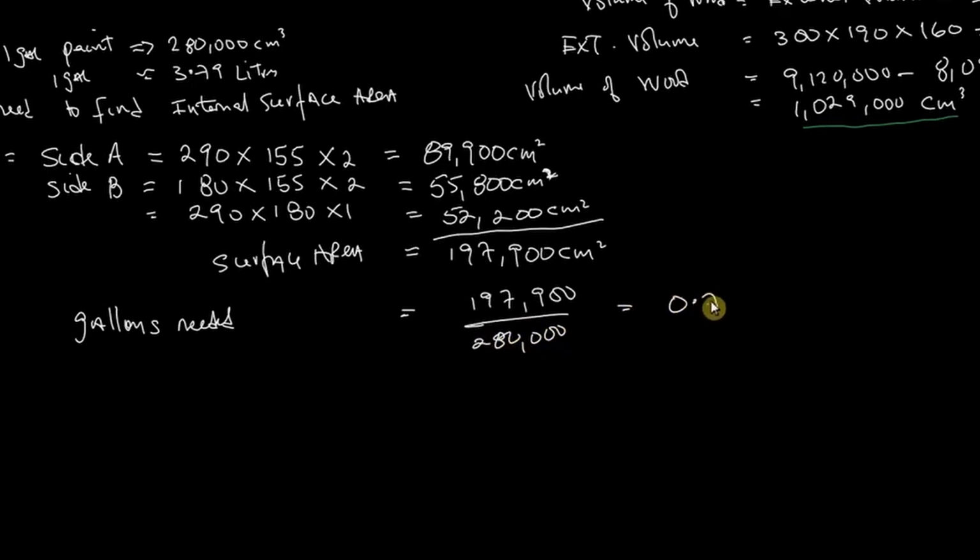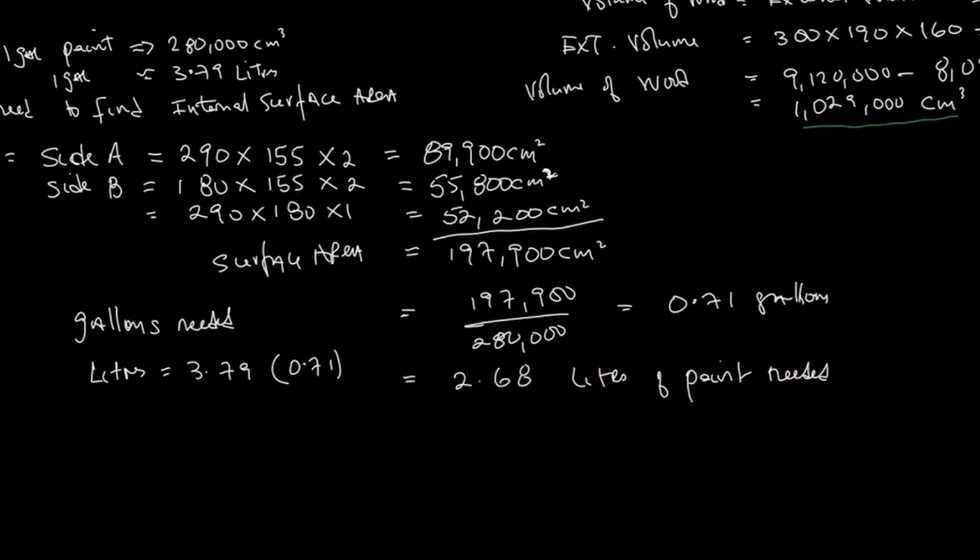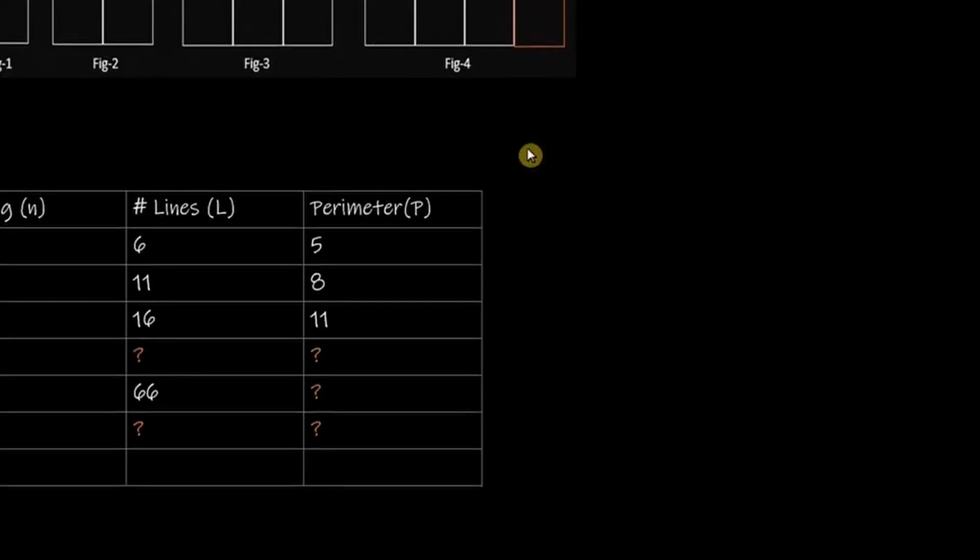And that is less than a gallon. That's 0.71 gallons. And since we know that liters is equal to 3.79 times gallons, which is 0.71, we know that number of liters required is equal to 2.68 liters of paint needed. So let's just highlight the key number here. So in essence, Farmer Brown needs 2.68 liters of paint if he plans to coat the internal surface area of his trough. Let's move on to question number 7.